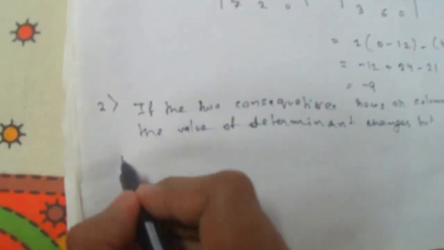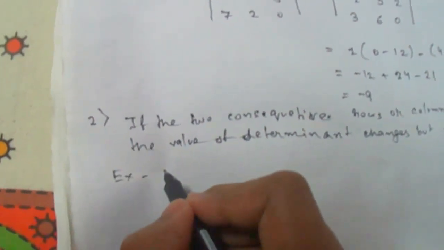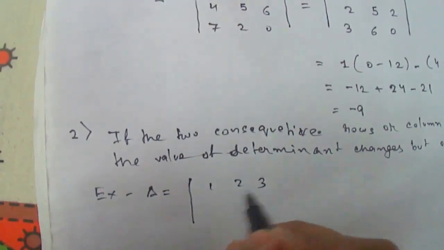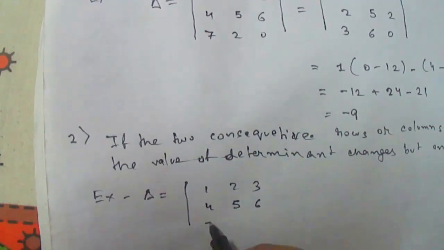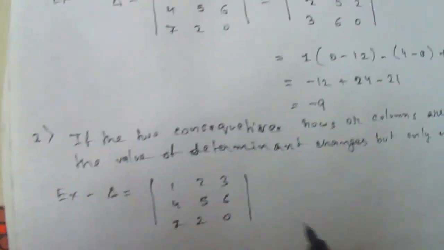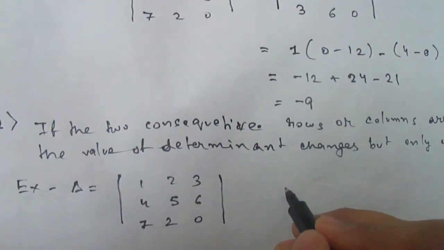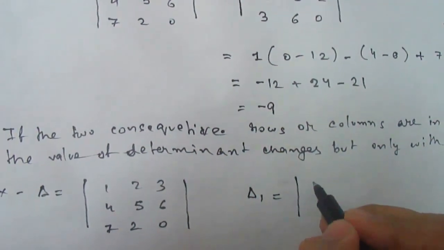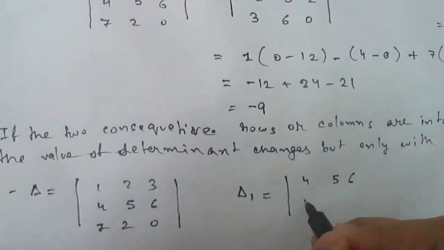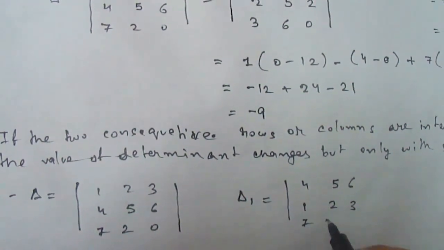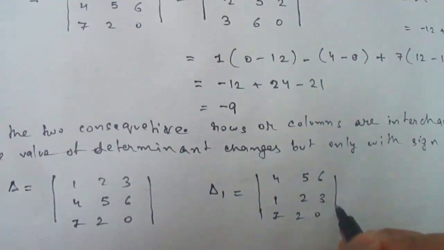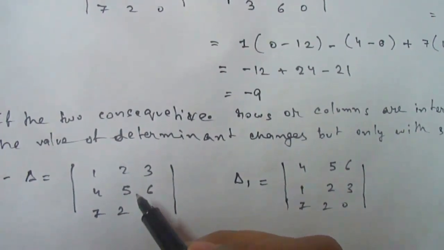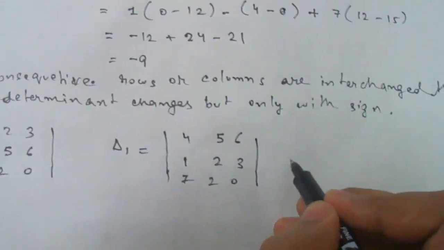So again we'll take an example. We'll take our previous example. We have our original 1, 2, 3, 4, 5, 6, 7, 2, 0. So now we'll interchange the rows. So del 1, suppose we will take, this will be 4, 5, 6, 1, 2, 3, 7, 2, 0. What we have done is we have moved the second row to the first row, and the first row comes down to the second row.